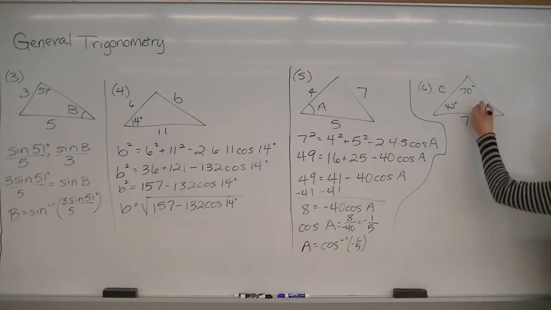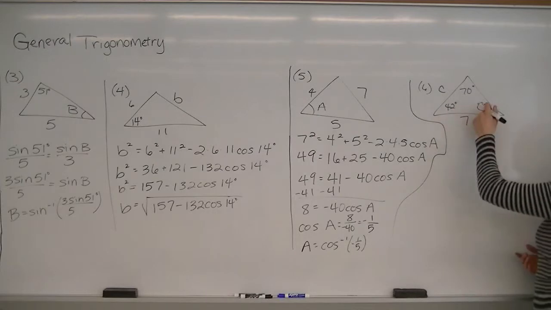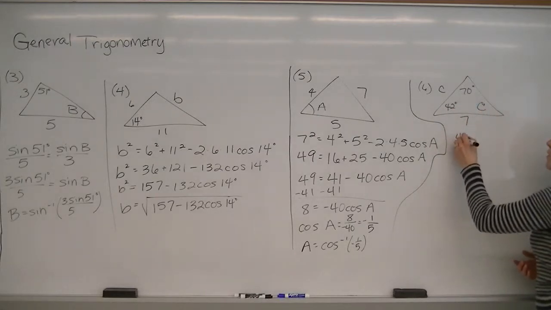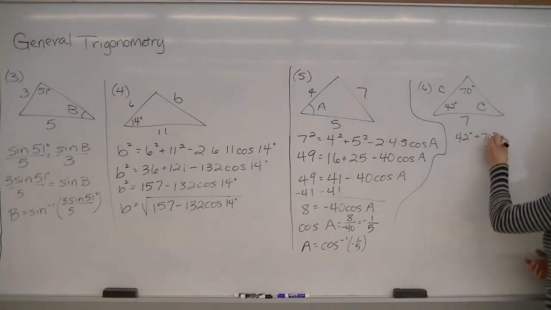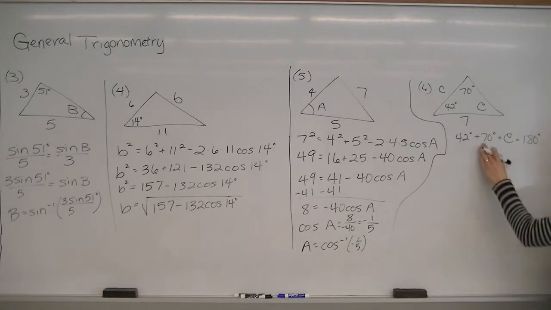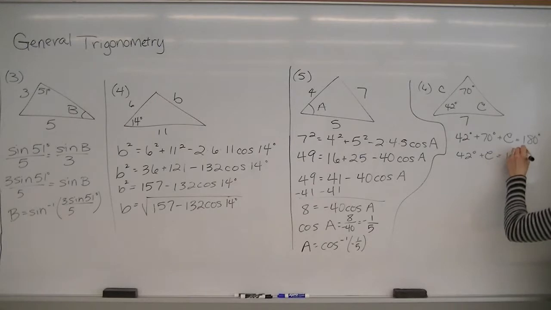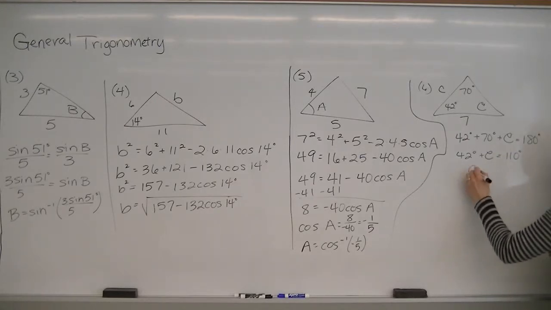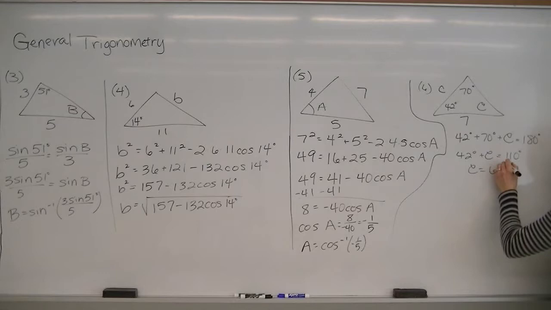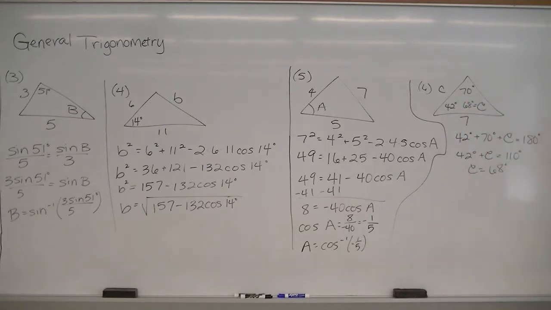But if I call this angle C, big C, is it hard to find big C first before I use the law of sines? No, it's not. I have two angles, it's not hard to find my third. So 42 degrees plus 70 degrees plus big C should be equal to 180 degrees. So if I move the 70 over to the other side, I'll get 110 degrees over there. If I move the 42 degrees over, then I should get that C is equal to 68 degrees.